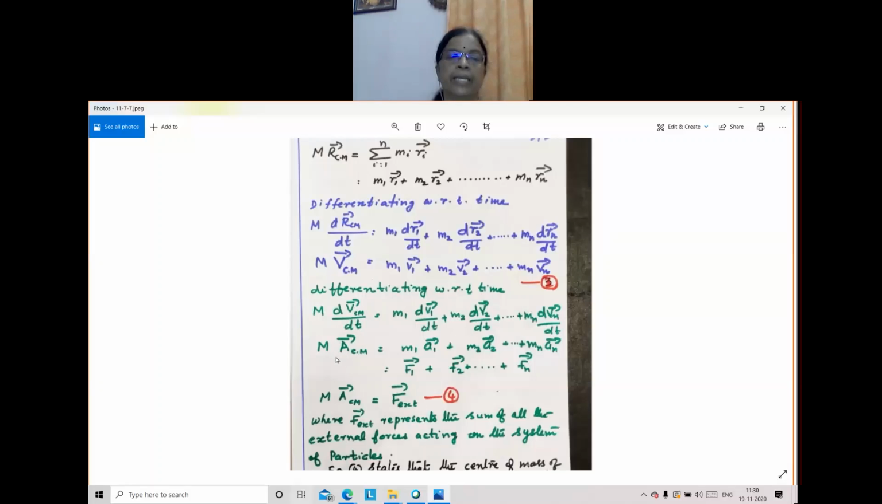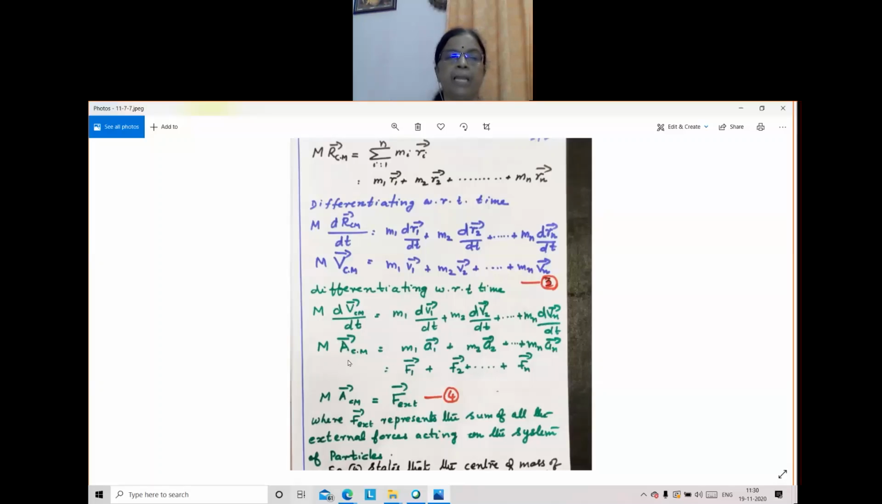So vector A cm, center of mass, is equal to m1 into dv1 by dt. That means acceleration of the particle of mass m1. m1 small a1. Individual particles we give small letter. Center of mass only we give capital letter. So m1 a1 plus m2 a2 plus etc. plus mn an. What is an? It is the acceleration of nth particle of mass mn.